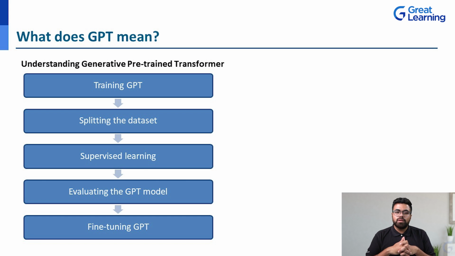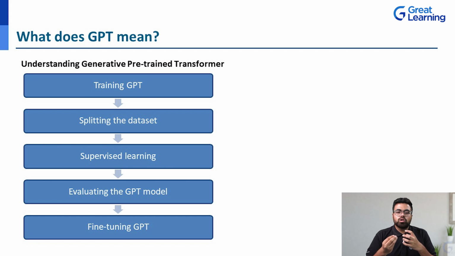Now, evaluating the GPT model. In this step, the GPT model is evaluated on the test set. The accuracy of the model is measured by the percentage of times the model has predicted the correct next word in the sequence. Then comes the fine tuning of the GPT. The GPT model can be fine tuned on a specific task. Fine tuning is a process of adjusting the model's parameters to improve its performance on a specific task. For example, GPT can be fine tuned to generate text, to translate languages, and to answer very generic questions that it can get on a day-to-day basis.